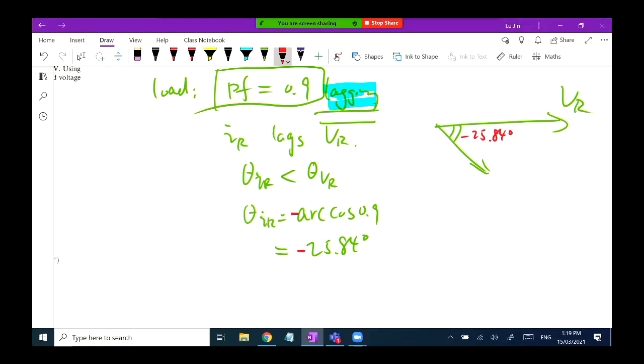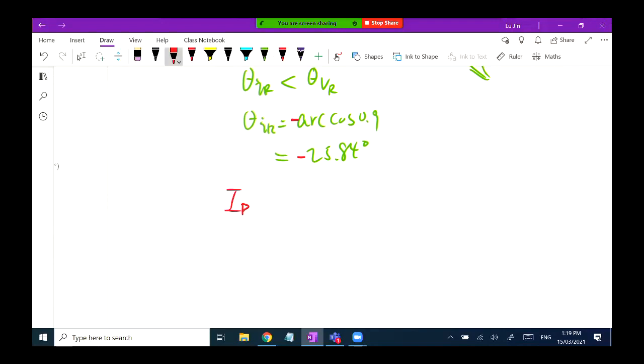So based on this, we already know the magnitude and the angle for this receiving side current. By combining this magnitude and angle information together, we can write our IR receiving side current vector is equal to 0.175 kiloamps with a negative 25.84 degrees, kA. So this is IR. After this, the remaining things are pretty simple, right?